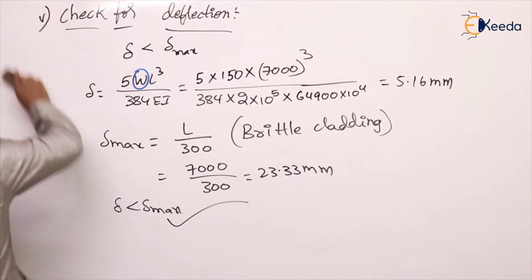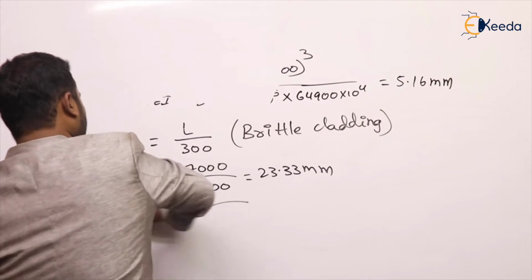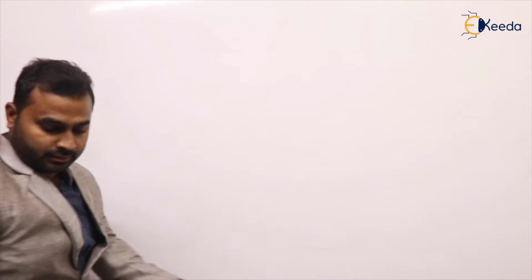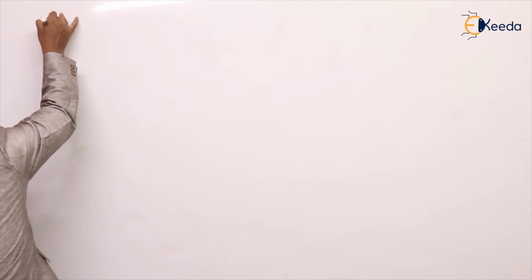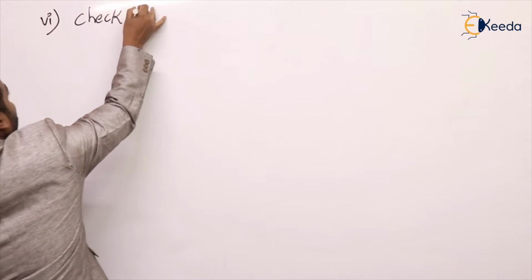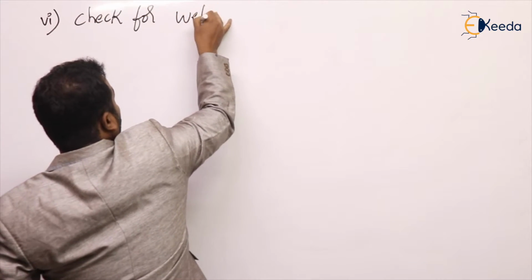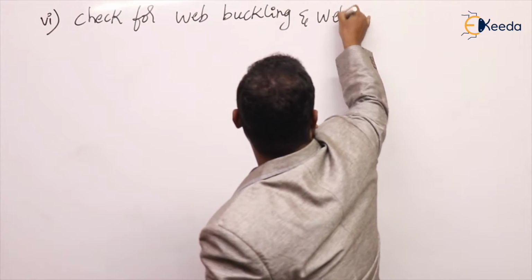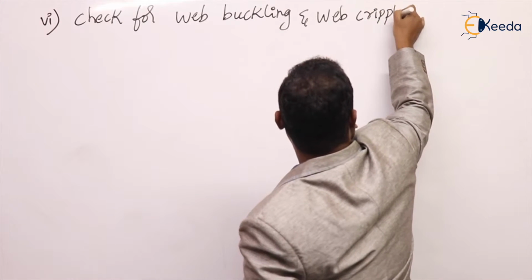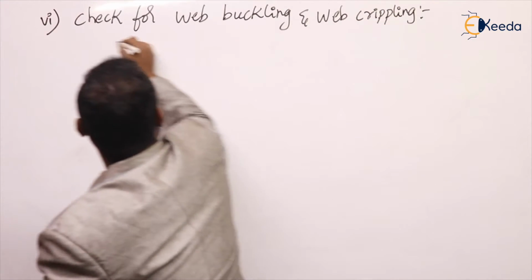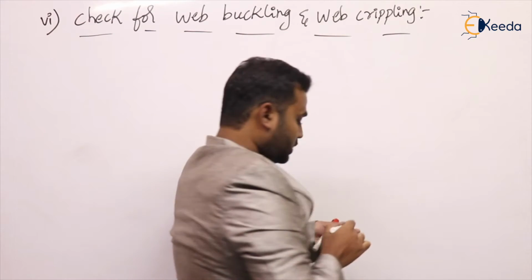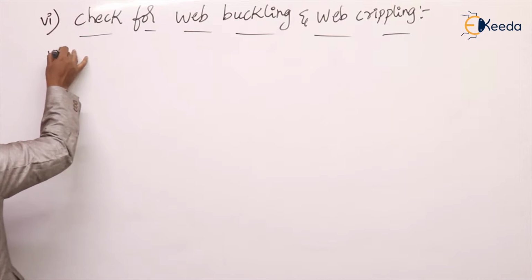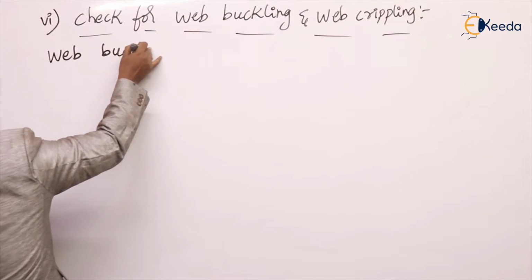Next check, that is the sixth step: check for web buckling and web crippling. So first we'll go with web buckling, and later we'll discuss web crippling.